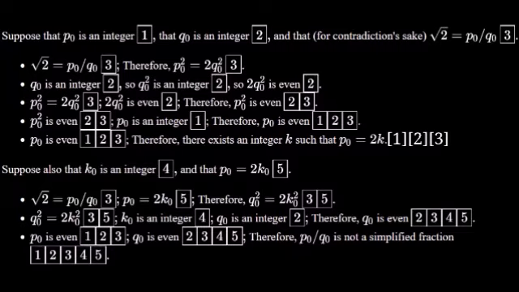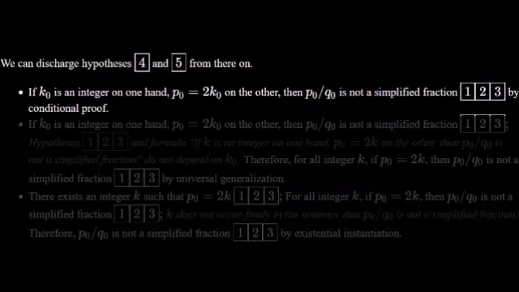So in discharging the two previous subproofs simultaneously, we have that if k0 is an integer on one hand, p0 is twice k0 on the other, then we have that p0 over q0 is not a simplified fraction by conditional proof, and this assertion will carry tags 1, 2, and 3 only because we discharged tags 4 and 5, and also because the conclusion itself used tags 1, 2, and 3.